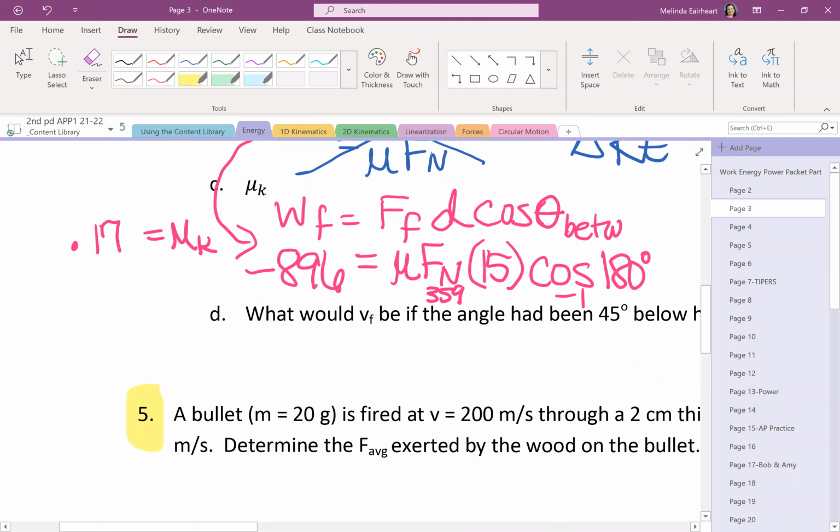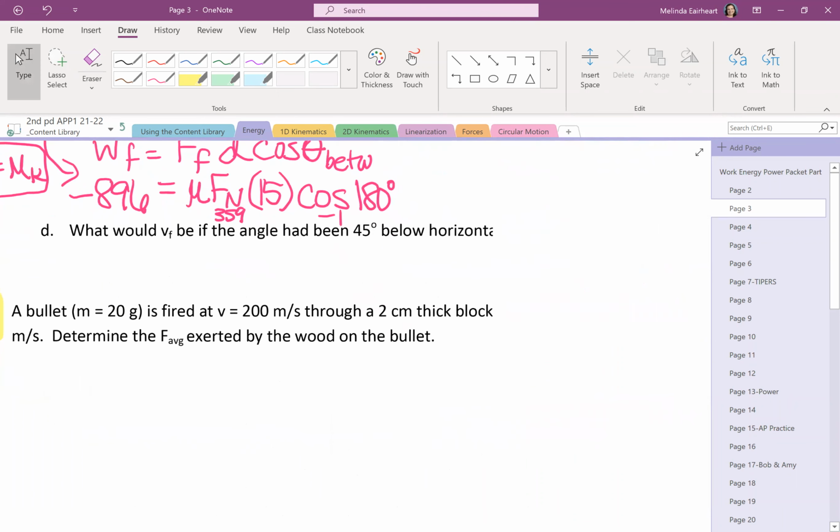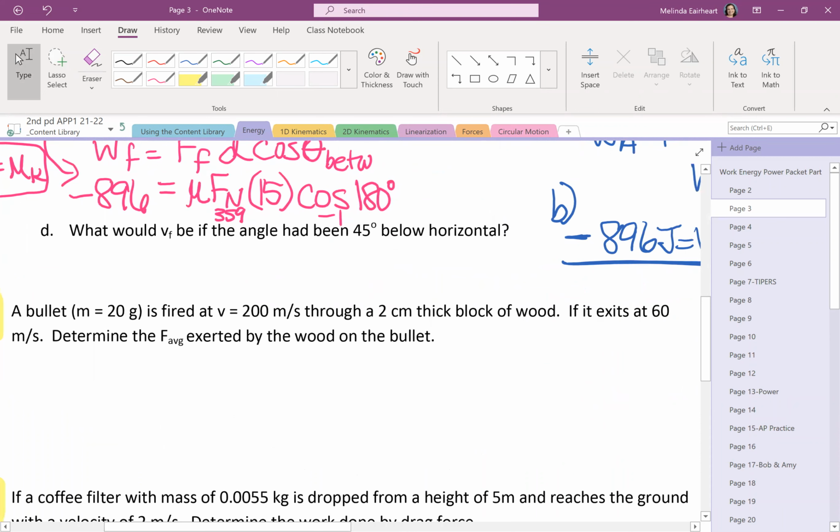0.17. Unit? None, because coefficients at the end of the day are in Newton over Newton, and that's no units left. So there's our answer to part C. Good? Is it all coming back to you now? We did some old stuff there, a little bit of new.